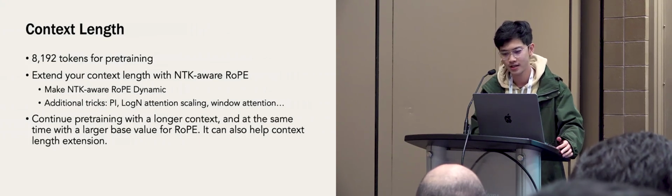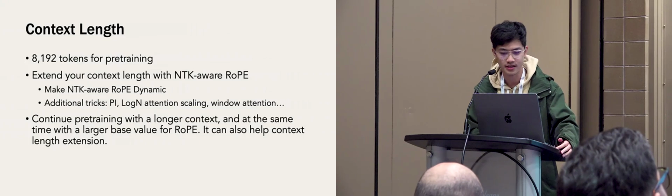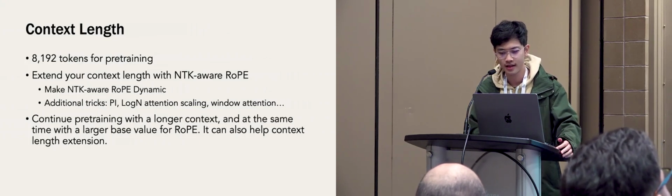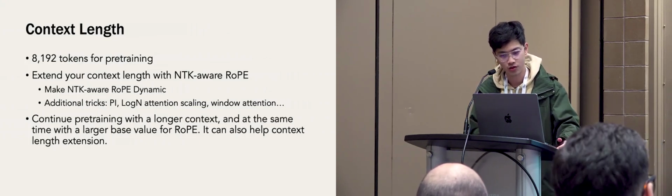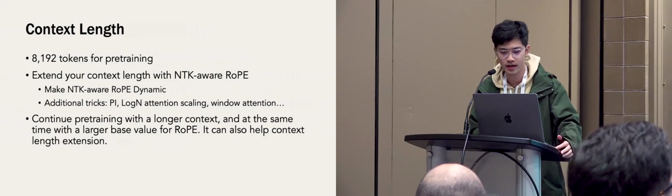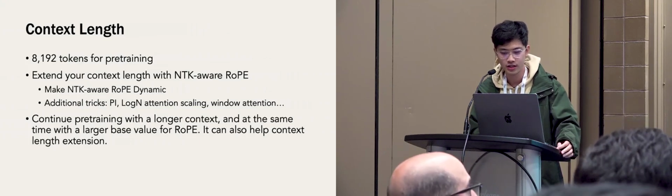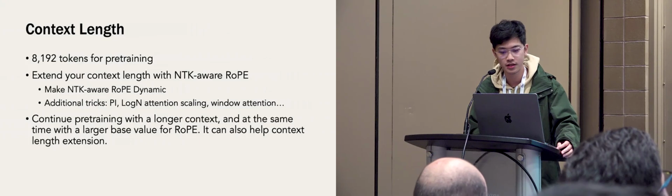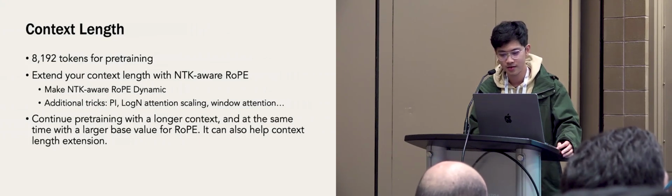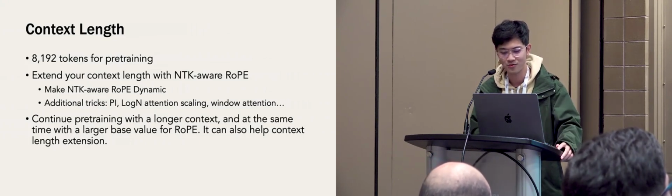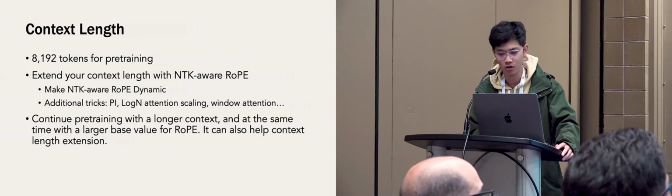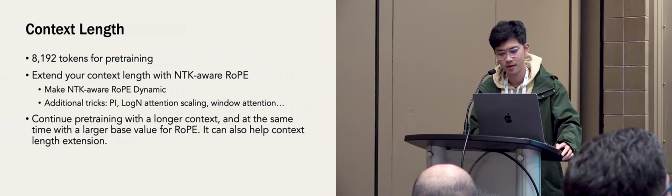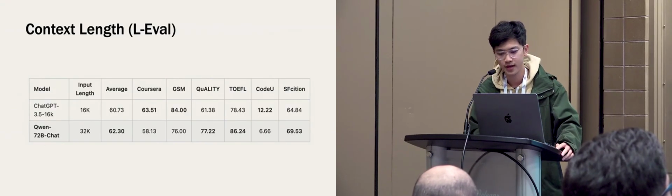And we also dive deep into the demand for long context. Our models are pre-trained on 8,192 tokens, and then we use techniques like dynamic NTK or attention scaling to further extend it to 32,000 tokens. There is a very interesting finding: if we continually pre-train an off-the-shelf model with a longer context and a larger base of RoPE, it can still successfully reduce perplexity in long contexts.